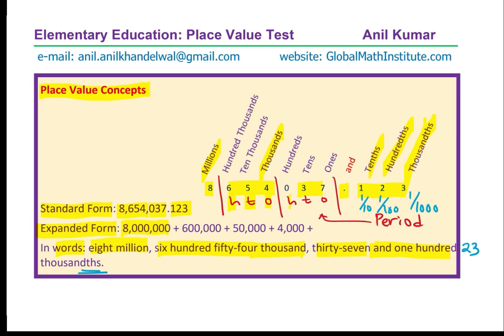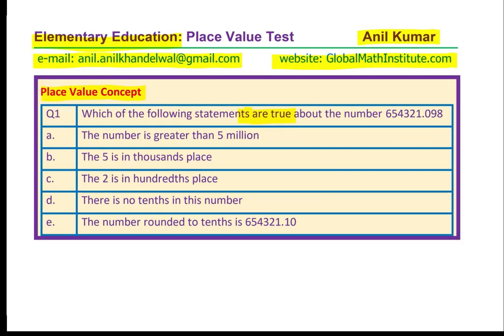Now, let's consider the questions and their solutions. Question number 1. I'd like you to pause the video, answer this question, and then check with my solution. Which of the following statements are true about the number 654? Let me rewrite this number, big and bold. 654,321 decimal 098. It says the number is greater than 5 million.